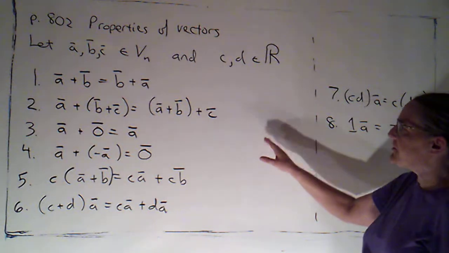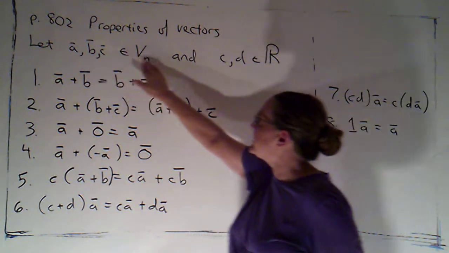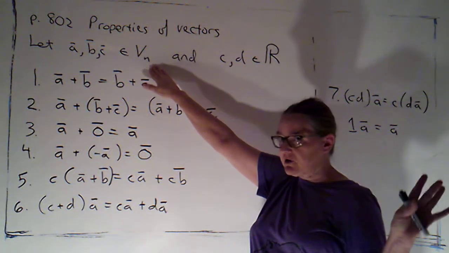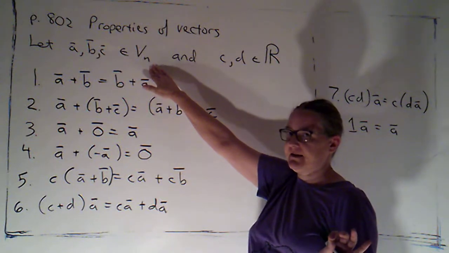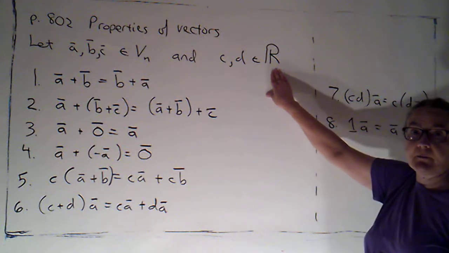Okay. So first of all, we've introduced our objects. We're going to have a, b, and c are vectors in n space. So they're all in the same space. Doesn't matter whether that's 2 space or 3 space. Does matter that they are all in the same place. Then we're going to let c and d be scalars, so they're real numbers.